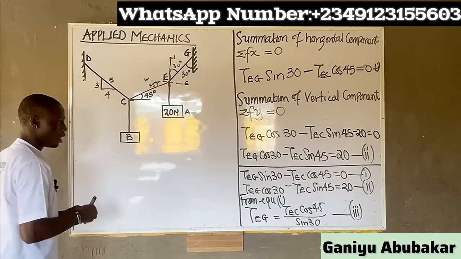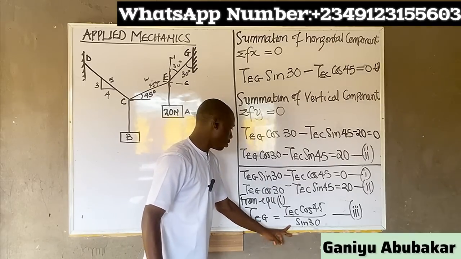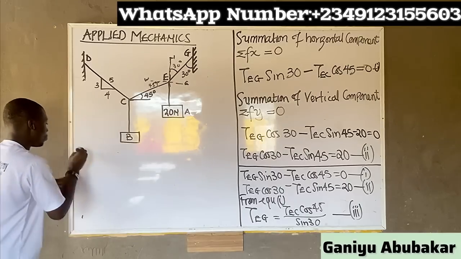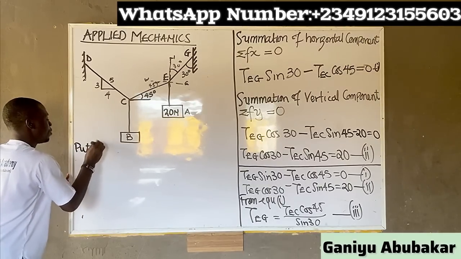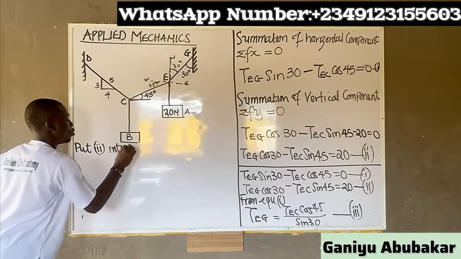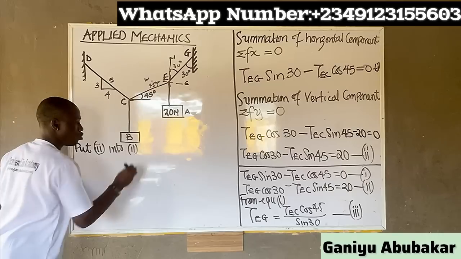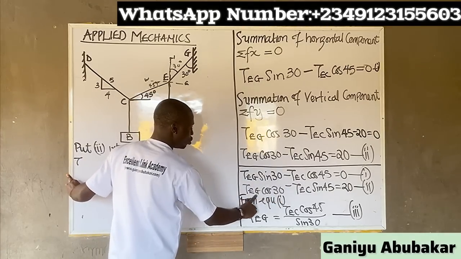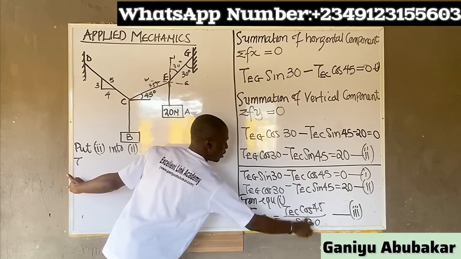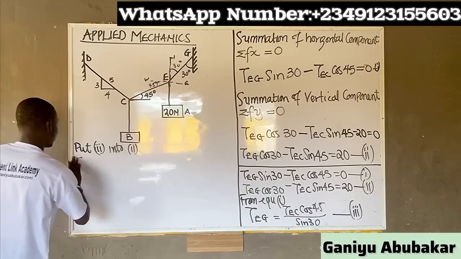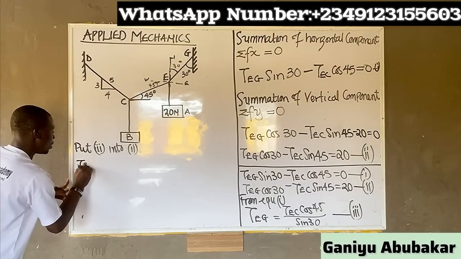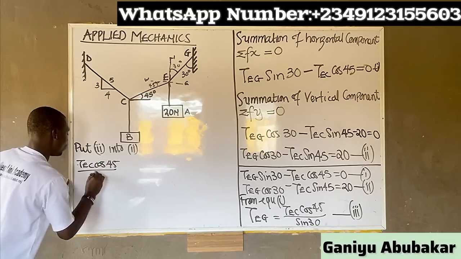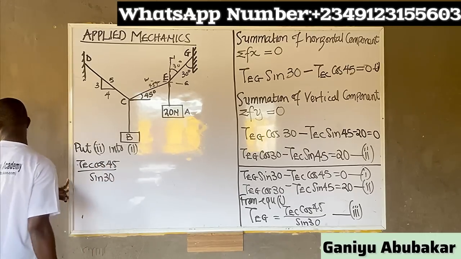Alright, from here, I'll now put equation 3 into equation 2. So I have equation 2 says TEG. I will say TEG is everything here. So everything here first, that gives you TEC cos 45 over sine 30.